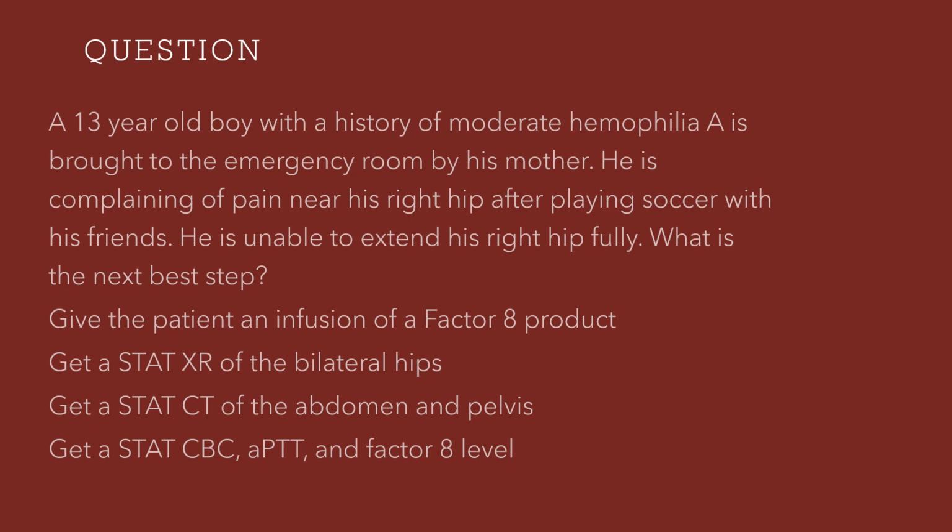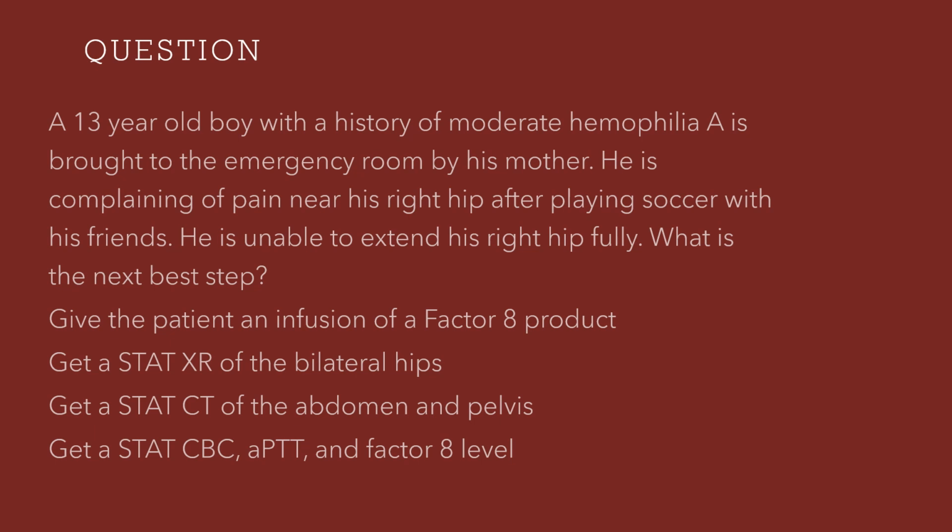A 13-year-old boy with a history of moderate hemophilia A is brought to the emergency room by his mother. He's complaining of pain near his right hip after playing soccer with his friends. He is unable to extend his right hip fully. What is the next best step? Give the patient an infusion of factor VIII product. Get a stat x-ray of the bilateral hips. Get a stat CT of the abdomen and pelvis. Get a stat CBC, PTT, and factor VIII level.